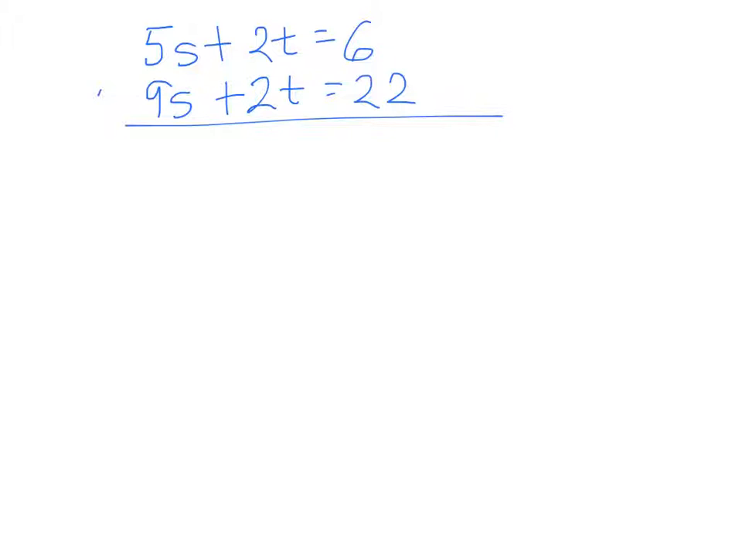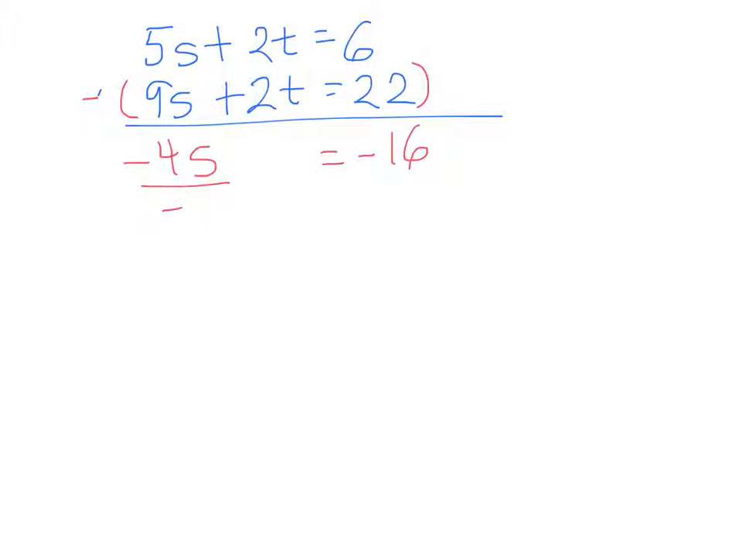And I have to make a decision. Do I want to add or subtract these in order to eliminate one of the variables? So when I look at this, I see, okay, I've got a 2t here and a 2t there. If I subtract these, then I can get these to drop out. So therefore, I'm going to choose subtraction on this one. So I'm going to subtract the entire second equation from the first one. So this will be 5s minus 9s is a negative 4s. 2t minus 2t is 0, so that drops out. 6 minus 22 is a negative 16.